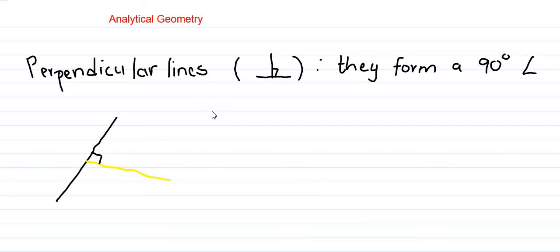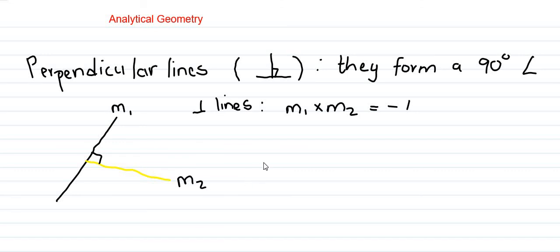So now again, for perpendicular lines, the gradient of line 1 we multiply with the gradient of line 2, every time their product is minus 1. So we calculate this gradient, let's call it M1, and we calculate this gradient, M2. So gradient, we calculate exactly the same way as we did with the previous ones.